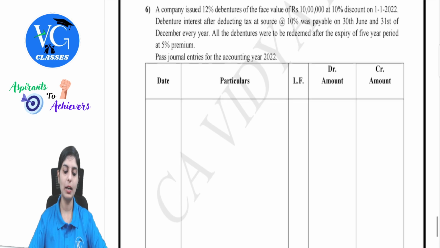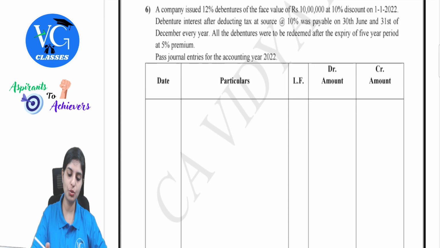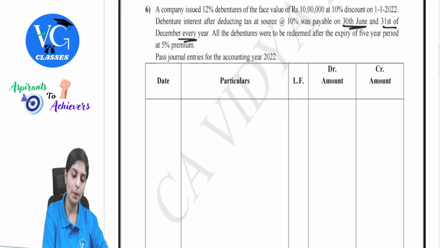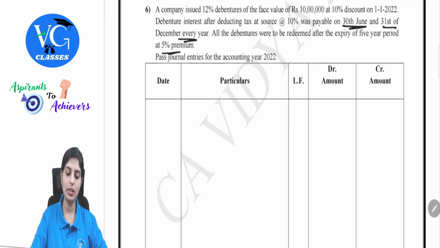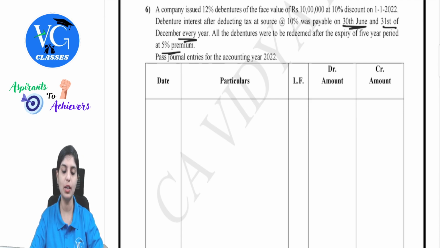Next question. A company issued 12% debentures of the face value of rupees 10 lakh at 10% discount on 1st Jan 2022. Debenture interest after deducting tax at source at 10% was payable on 30th June and 31st December every year, so there are two installments paid half yearly. All the debentures were to be redeemed after the expiry of 5 years at 5% premium. So there is premium on redemption. Pass journal entries for the accounting year 2022. So you are just asked the accounting entries for 1 year, that is 2022.